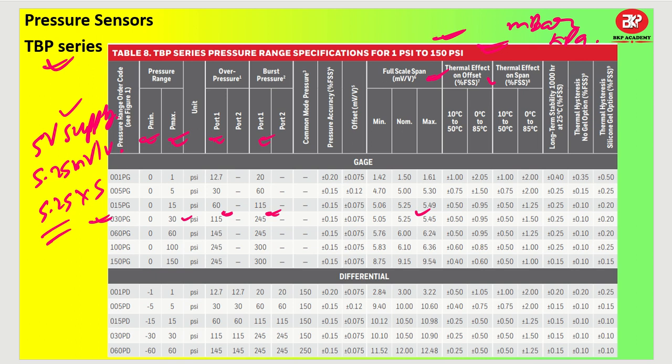And you have the offset. If you are working with 10 degree centigrade to 50 degree centigrade, it is just plus minus 0.5%. And if the temperature range is increasing, then it is going to be a little bit more offset, which is plus minus 0.95%. That's all. So this was about the TVP series.